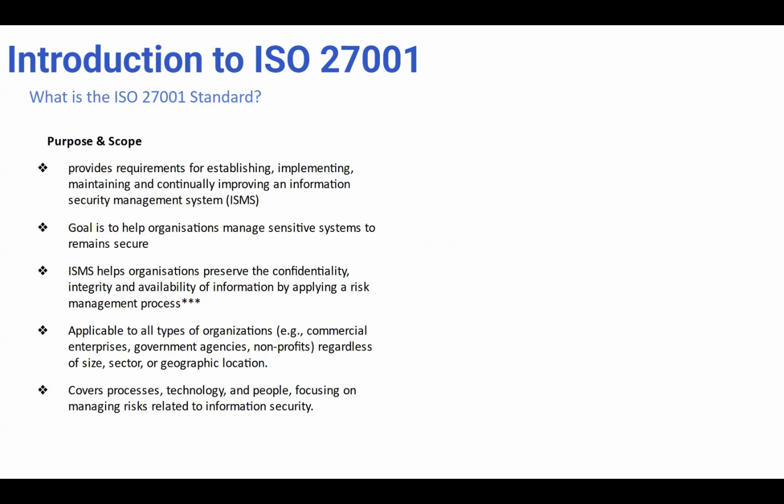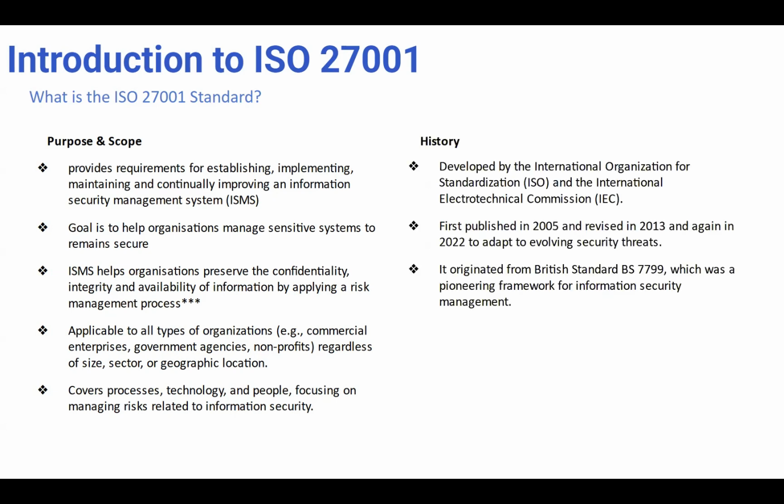Now, the ISO 27001 standard is applicable to all types of organizations. We looked at the previous pages where some standards apply to specific people. For example, the PCI DSS applies to organizations that process cardholder information or credit card data. But the ISO standard, while it's not compulsory, can be used by any type of organization, commercial enterprise, government agency, or non-profit, wherever they are in the world, regardless of size, sector, or geographical location. It helps the organization by covering process, technology, and people, focusing on managing risks related to information security. So this standard is very much risk-based.